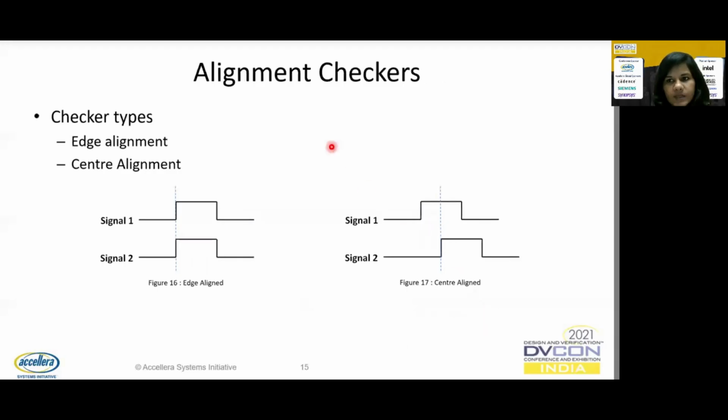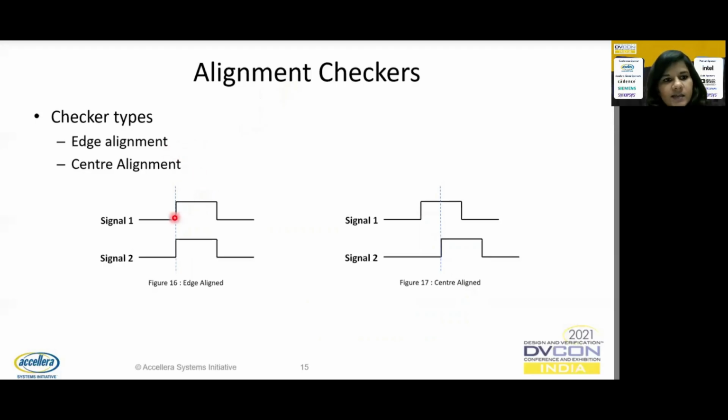Once we were done developing our channel model, we needed checks to make sure that the PHY behavior was consistent with the expectations, even after the channel model effects had been applied. Depending upon our requirements, we introduced two types of checkers, the edge alignment checkers and the center alignment checkers.